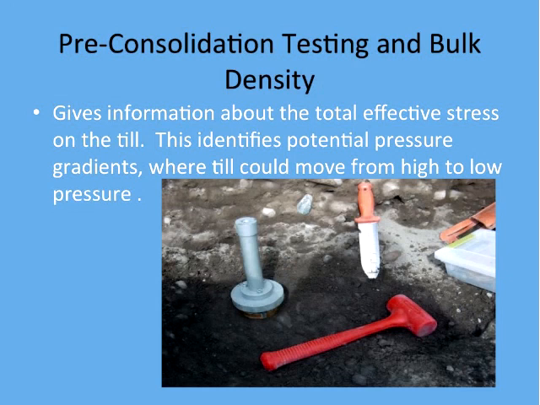The pre-consolidation testing is a common test used by engineers, and this is being applied in the till here to try to identify how there might be pressure gradients within the till, to determine if it's able or was able at one point to move from areas of high pressure to low pressure. Similar to how toothpaste or any other fluid-like material can move from an area of high pressure to an area of low pressure when it's pushed or forced.